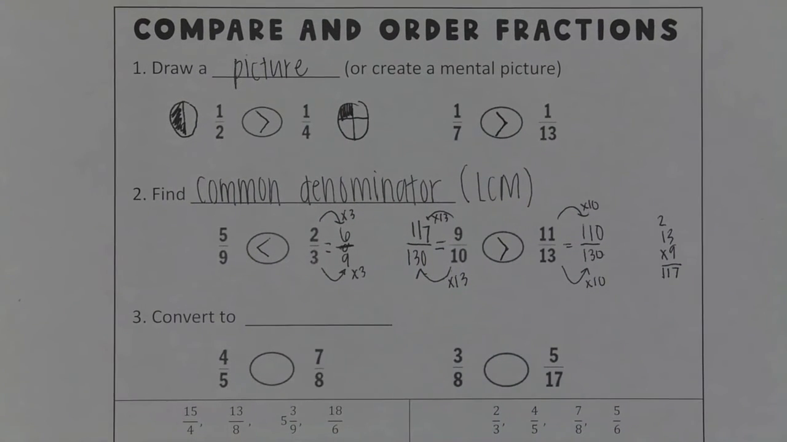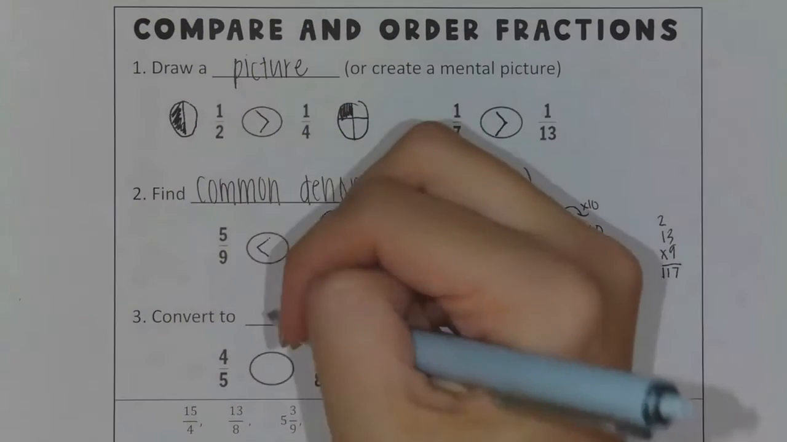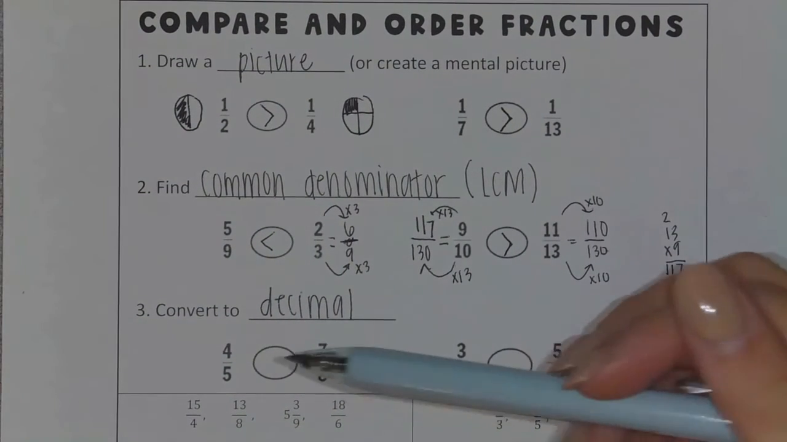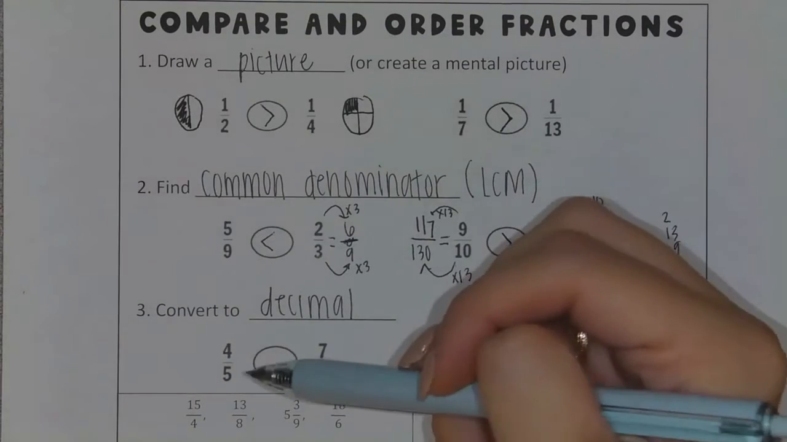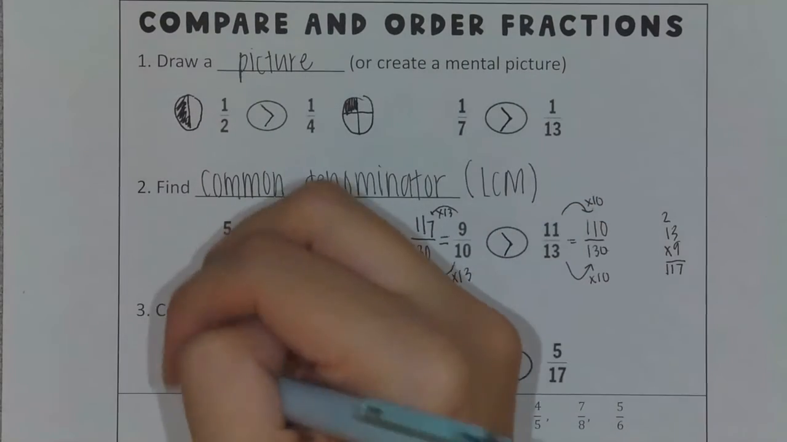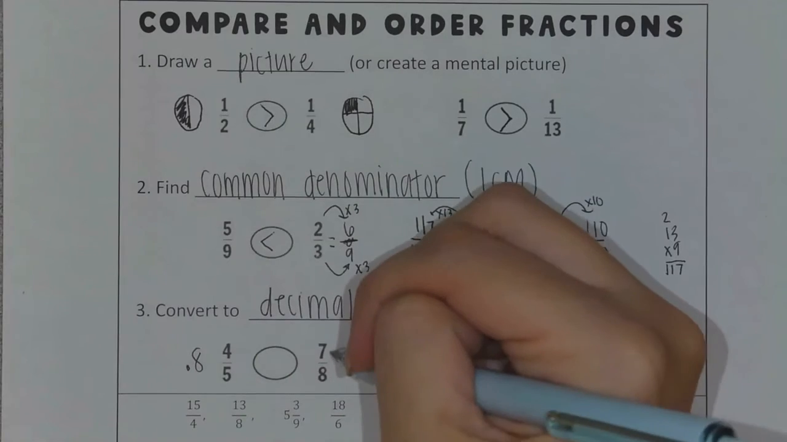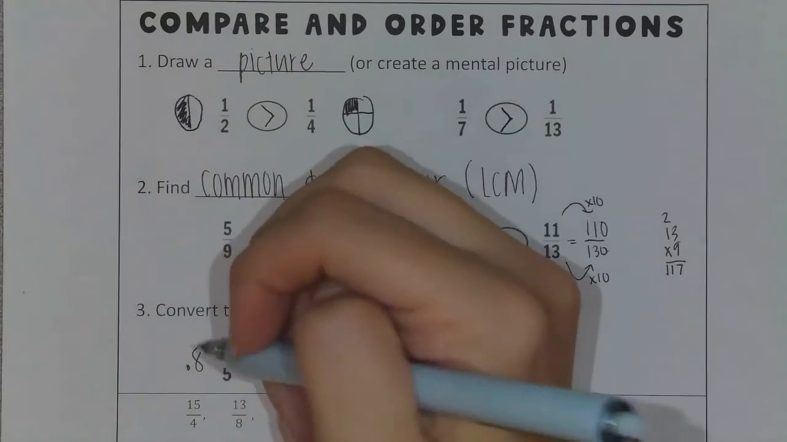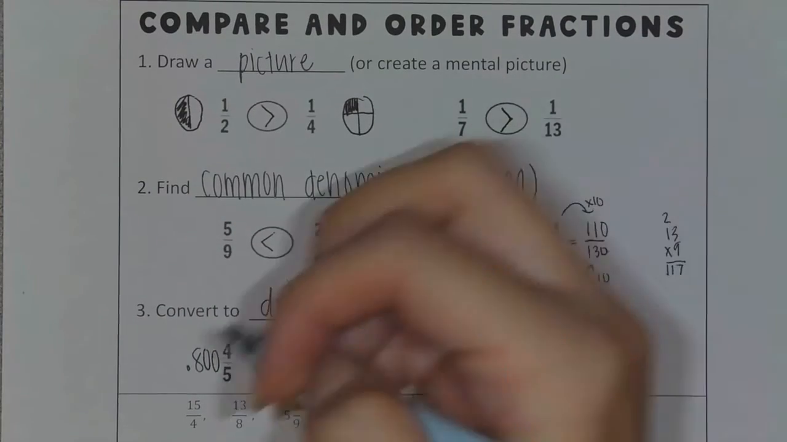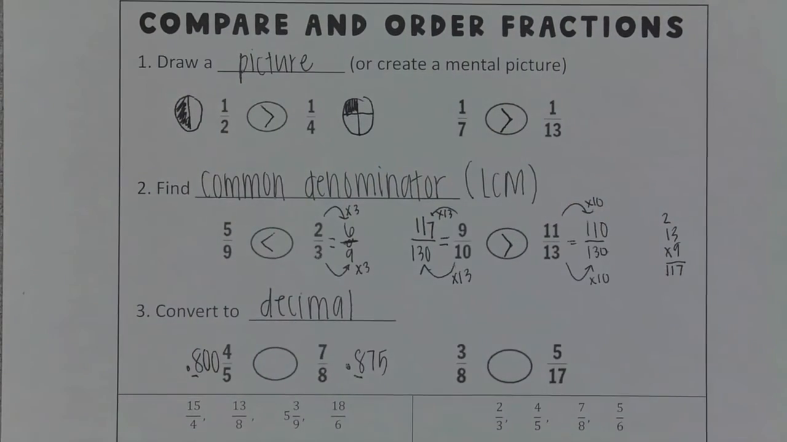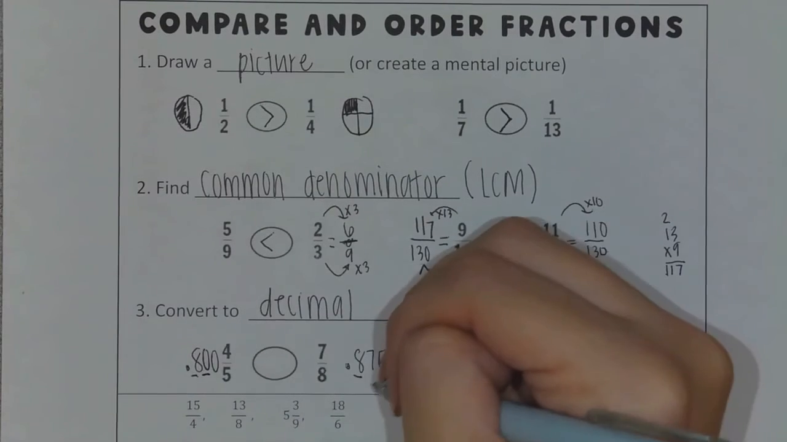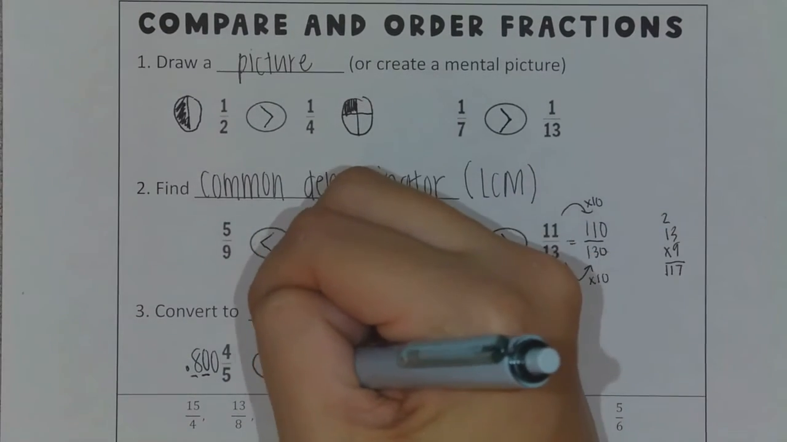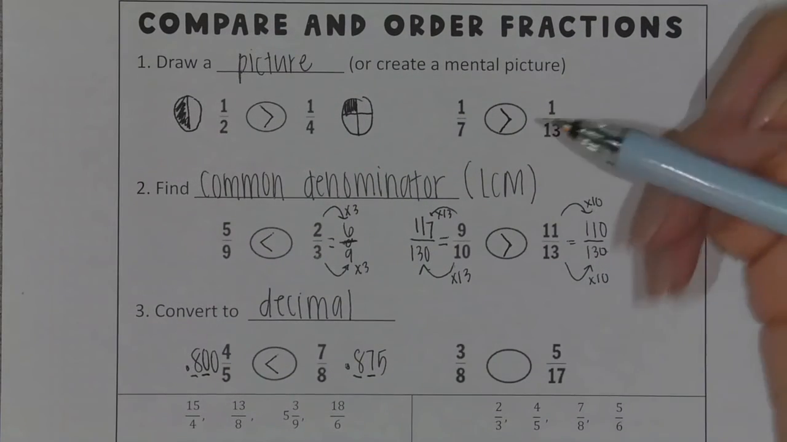And last but not least, if you can, this is my favorite way to compare and order fractions: turn it into a decimal. Sometimes we get lucky and they're benchmark decimals or benchmark fractions. So I know that 4/5 as a decimal is 0.8, and 7/8 as a decimal is 0.875. I'm going to add some zeros to give myself the same place value. So their tenths place value is the same, but I have a 0 for the hundredths in one and a 7 in the other. Well, 7 is bigger than 0, so 7/8 is greater than 4/5.